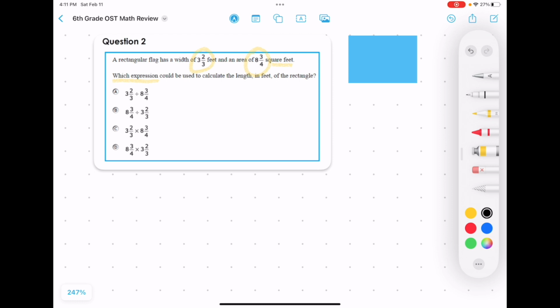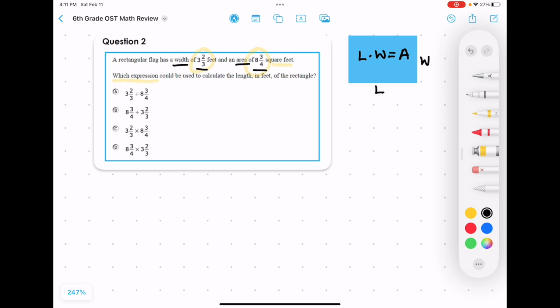So in order to find the area of a rectangle, we're going to multiply the length times the width of the rectangle, and that's going to give us the area. And remember, length and width are just our outside dimensions of that rectangle. So in this problem, we're given that the width is 3 2/3 feet, and we're given the area is 8 3/4 feet.